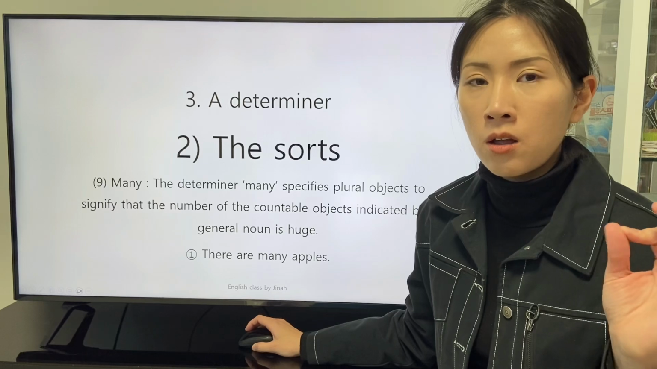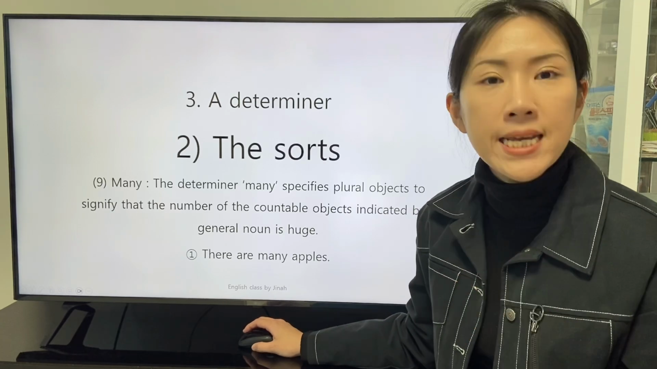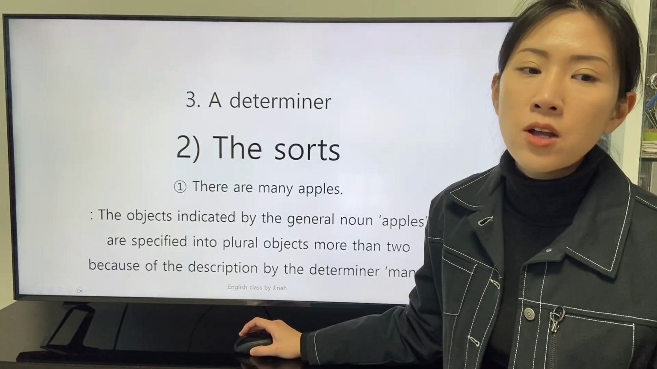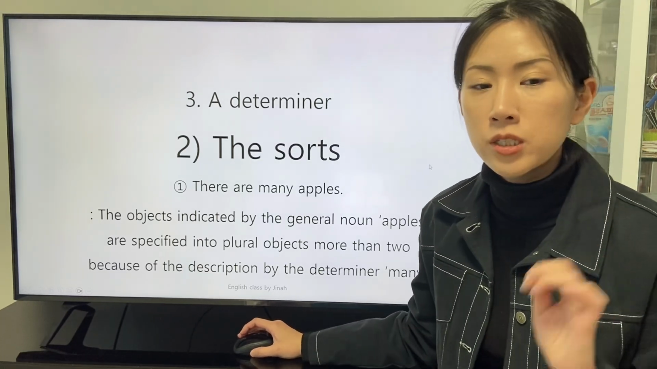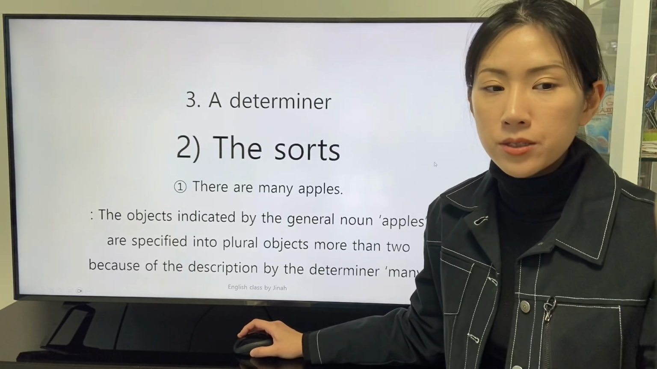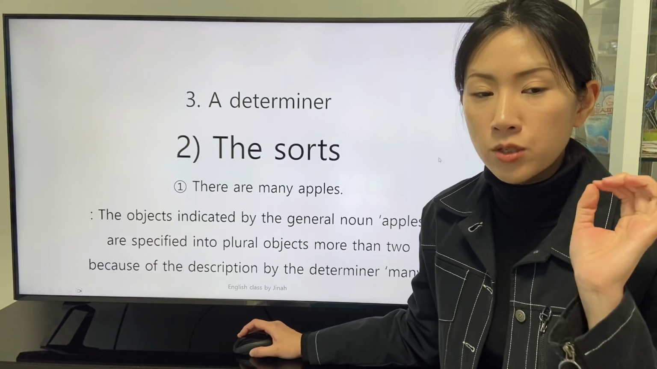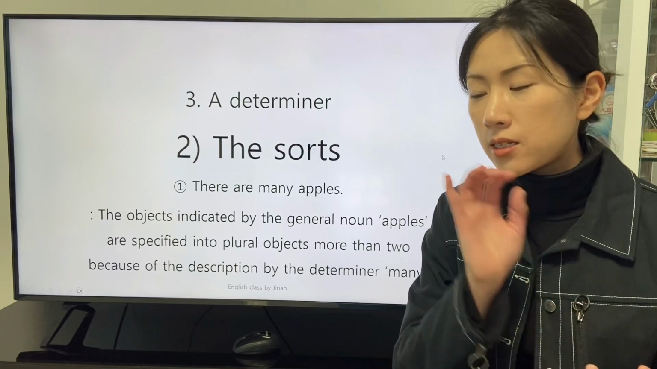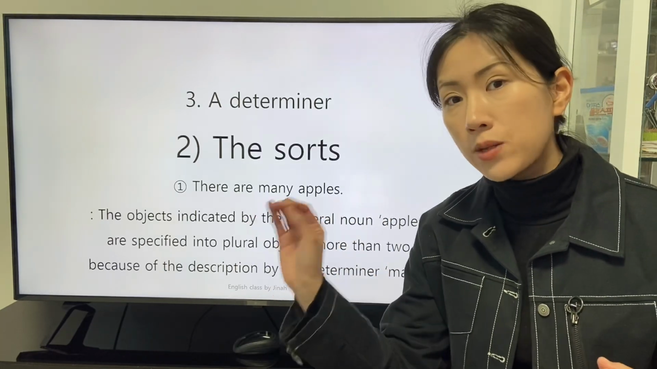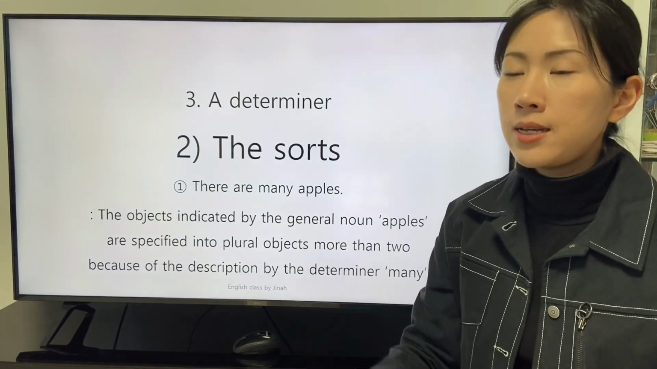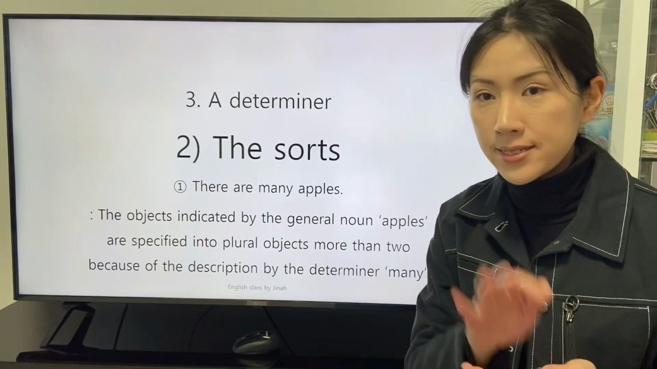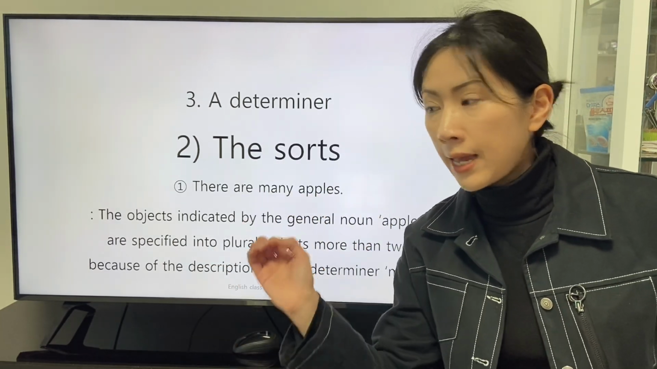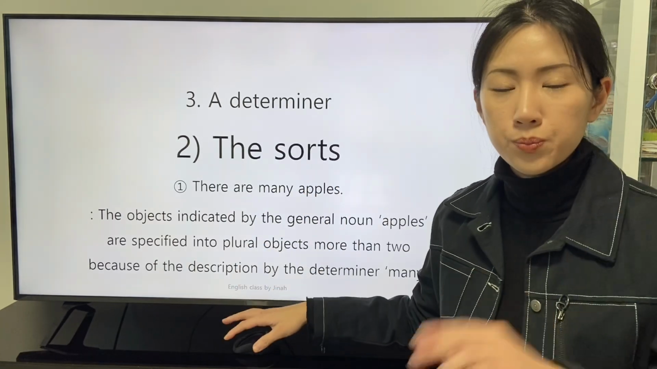There is a clause: there are many apples. The objects indicated by the general noun apples are specified into plural objects more than 2 because of the description by the determiner many. The fact that it is specified with the determiner many shows the premise that the object is countable and more than 2.